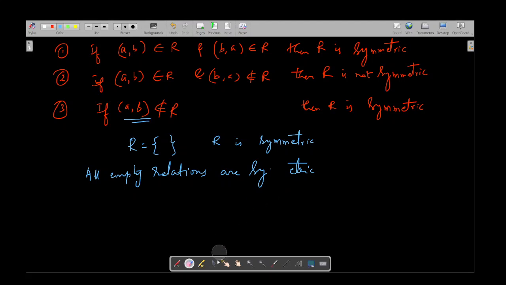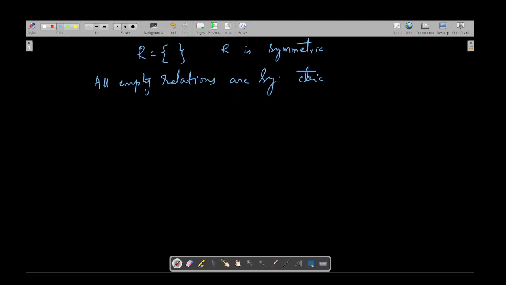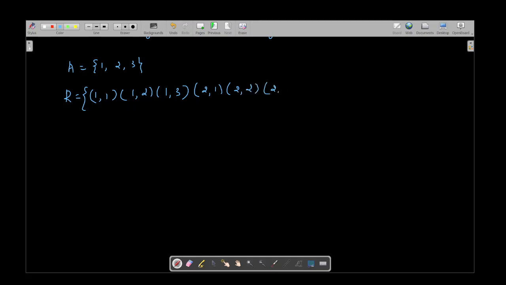So what about universal relations? Let us take an example. Let's take A equals {1, 2, 3}. So let's take the universal relation R equal to (1, 1), (1, 2), (1, 3), (2, 1), (2, 2), (2, 3). Finally we have (3, 1), (3, 2), (3, 3).